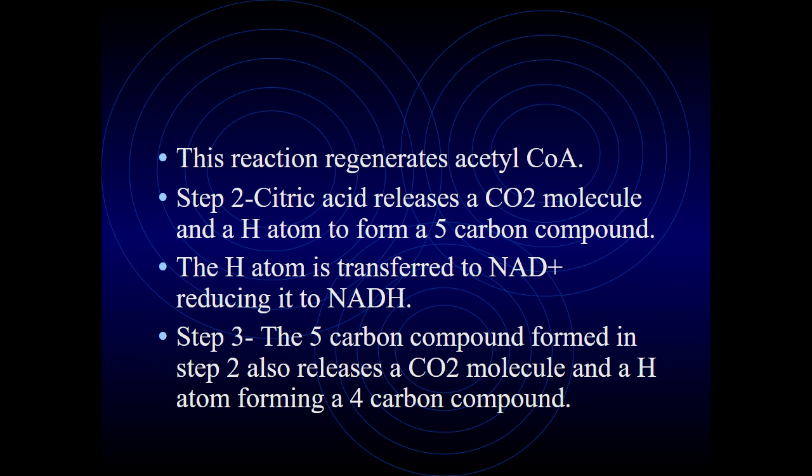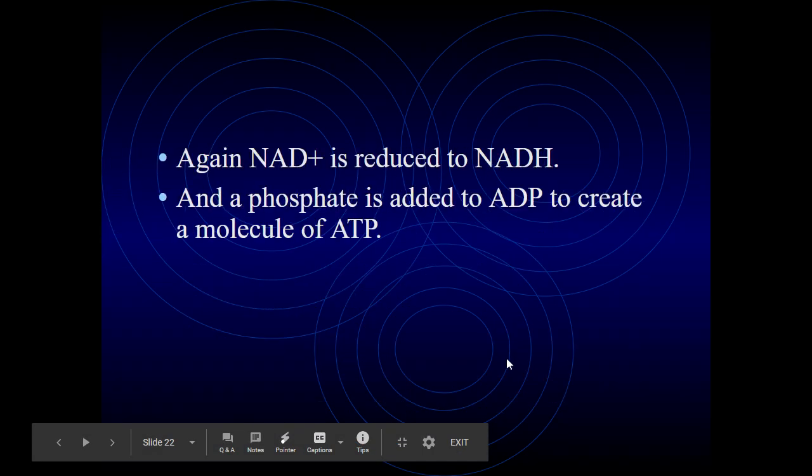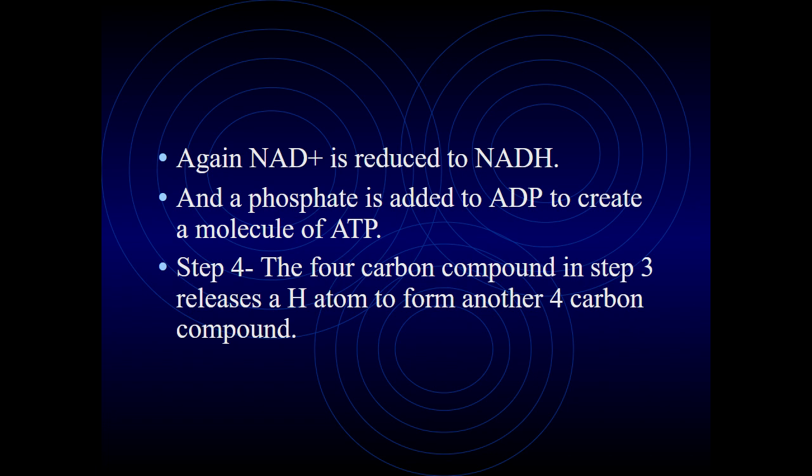Now your 5-carbon compound formed in step 2 releases another CO2 and H, and that will create your 4-carbon compound. And now that is reduced back into your NADH. And a phosphate is added to ADP to create another molecule of ATP. So your 4-carbon now releases 3 hydrogen atoms to form another 4-carbon.